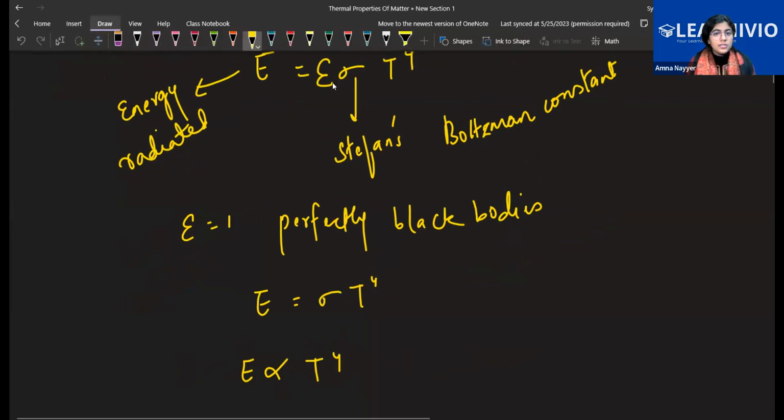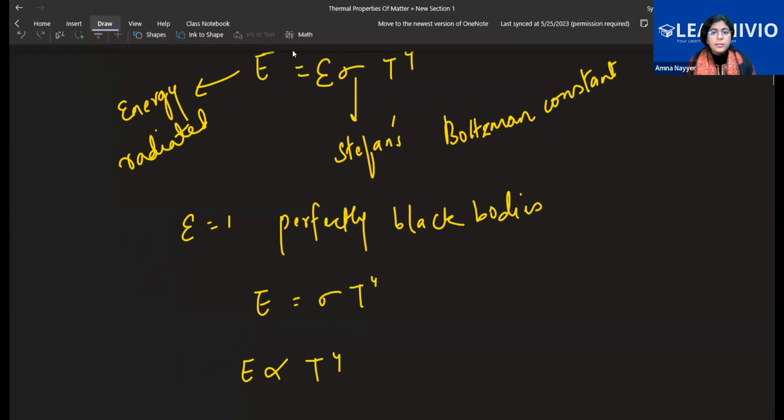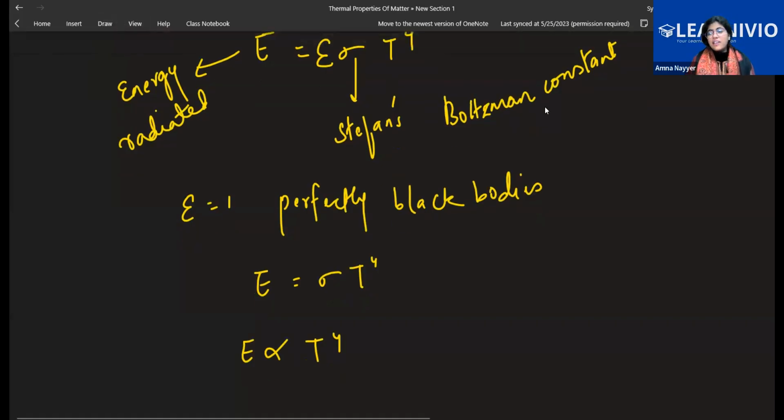Now, value of this is what? This is the energy. Okay, I've written it here. Coming to this value, this is 5.68 into 10 to the power minus 8, the value of this Stefan-Boltzmann constant. So let me write it down here. 5.67 into 10 to the power minus 8 joules per second per meter square per Kelvin to the power 4. Not even per Kelvin. This becomes Kelvin to the power 4 in the unit.